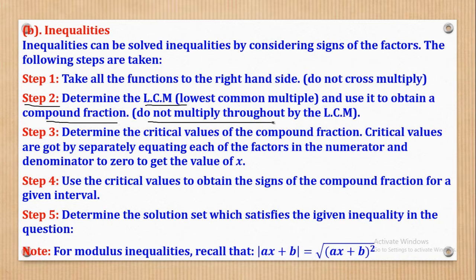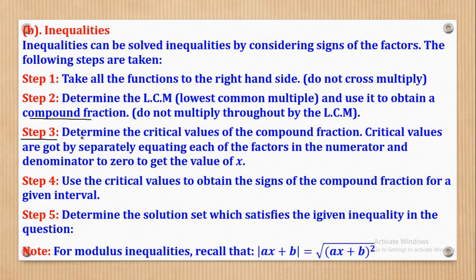Do not multiply throughout by the LCM. Most students, when they get the LCM, tend to multiply throughout by the LCM. So in this case, we do not multiply throughout by the LCM. You should take note of this because most of you are used to these steps. But in this case, one, we don't cross multiply, and two, we don't multiply throughout by the LCM. We only get a compound fraction. We shall see what a compound fraction is in the worked examples.